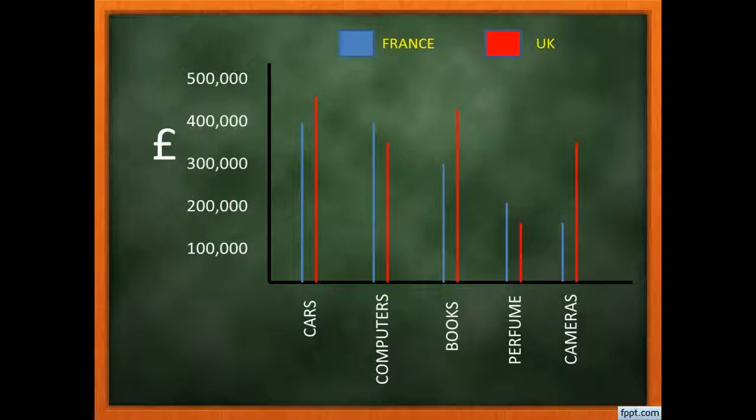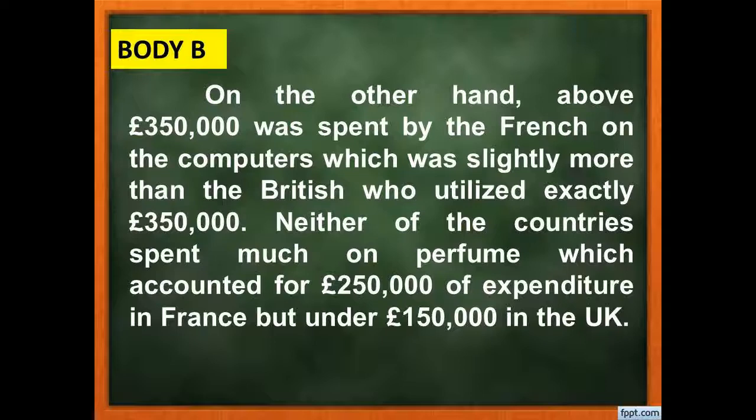Now that we are already done with the UK, it's time for France to be mentioned in body B. Particularly, we're going to mention consumer goods in France that are higher compared to the UK. Now let's begin with cars. Should we include cars? No. How about computers? Yes, because France is higher than the UK in this graph. Books? No. Perfume? Yes. And cameras? No. Thus, in our body B, we're going to talk about computers and perfume. And here is our sample of body B.